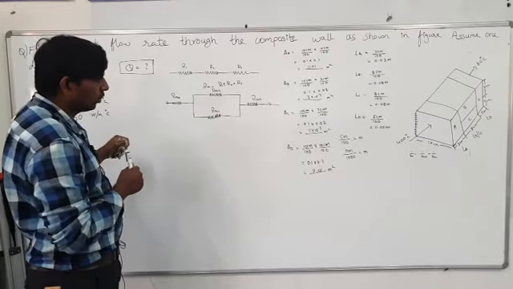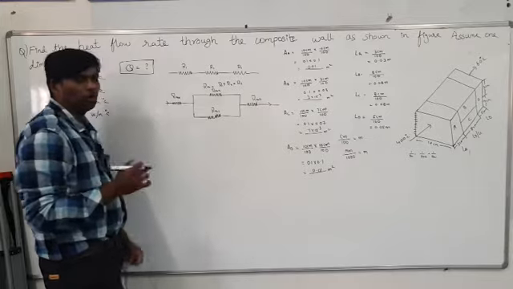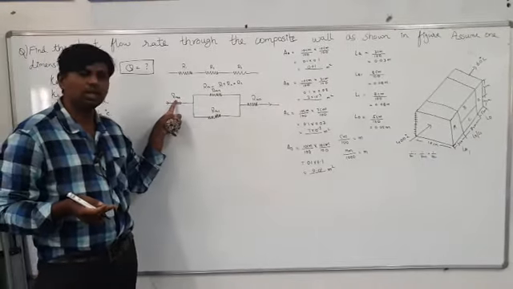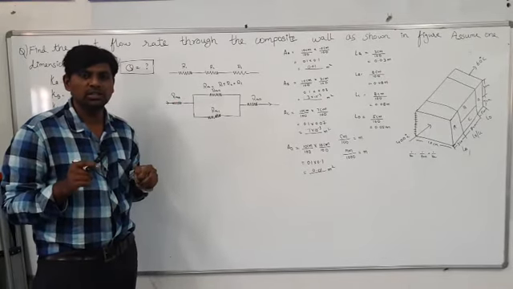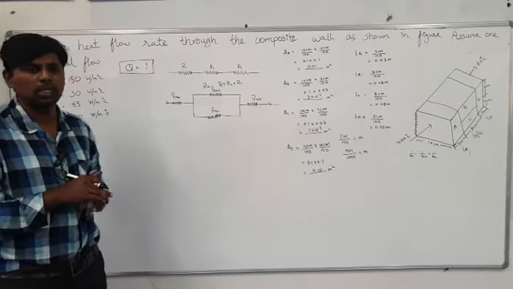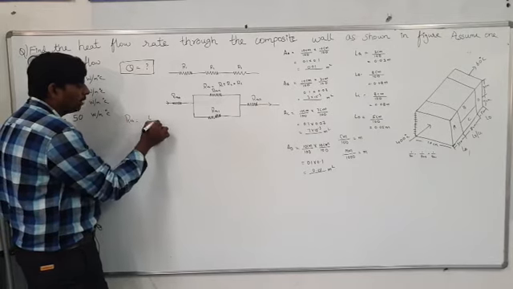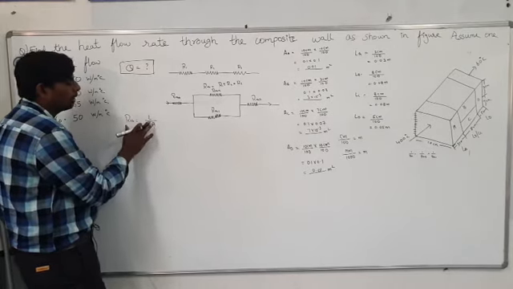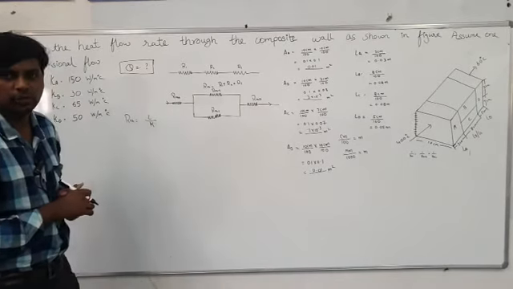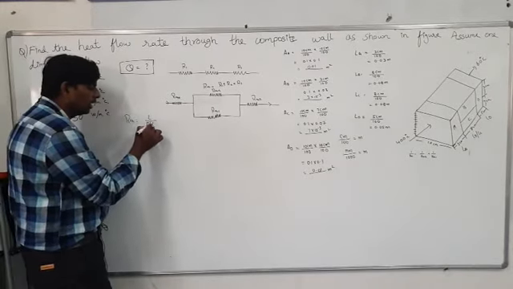For converting this, first we have to find out the RTH. I told you in the last section, RTH is known as thermal resistance. What is the formula? The RTH formula is L by KA. Normally you will consider L by K for RTH. If area is given, then area also.